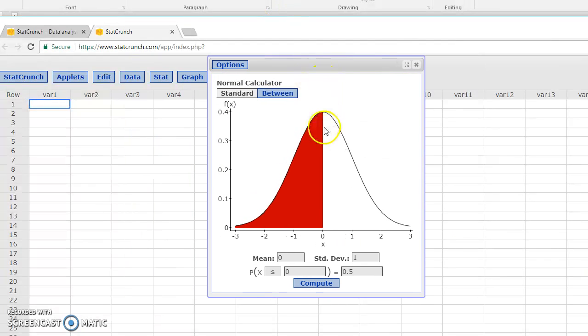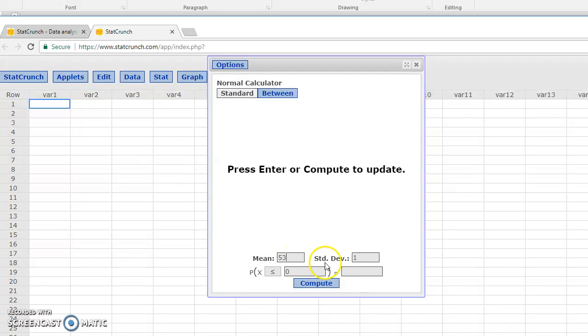By default, we will see the standard normal distribution with a mean of 0 and standard deviation of 1. We need to set that up according to our situation. So here the mean is 53 minutes and the standard deviation is 4 minutes. So we're going to be using that for all of the remaining parts of the question.